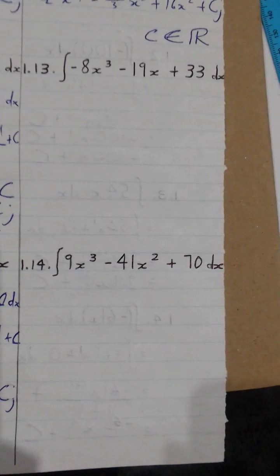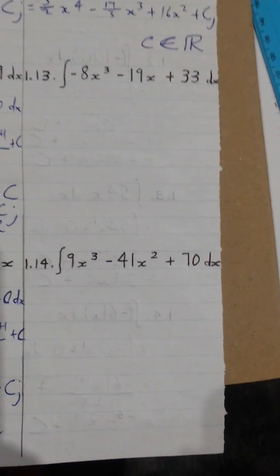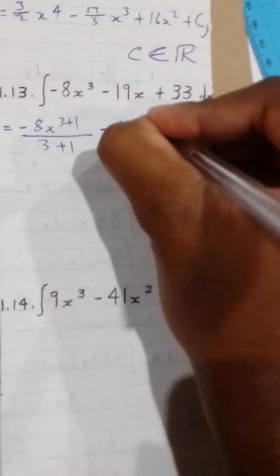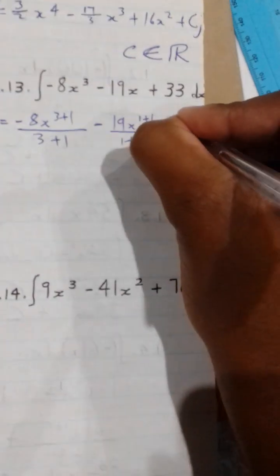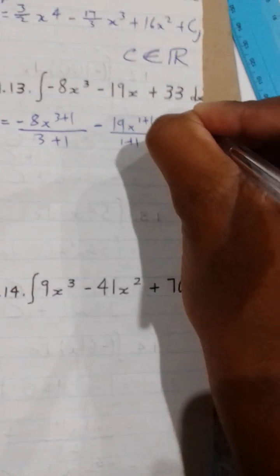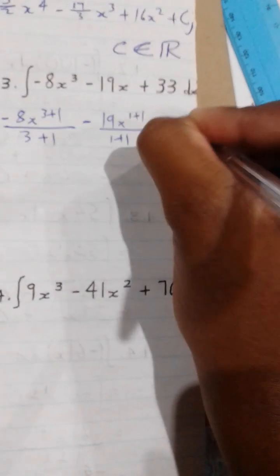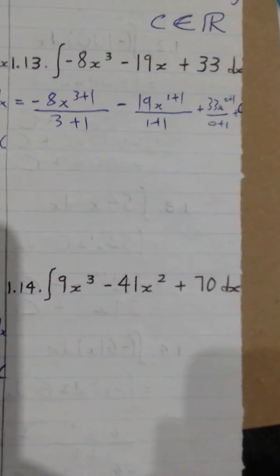1.13, the integral of negative 8x cubed minus 19x plus 33 with respect to x. So this is going to be negative 8x 3 plus 1 over 3 plus 1, minus 19x 1 plus 1 over 1 plus 1, plus 33x 0 plus 1 over 0 plus 1, plus c. My lack of space once more is costing us, forgive me.